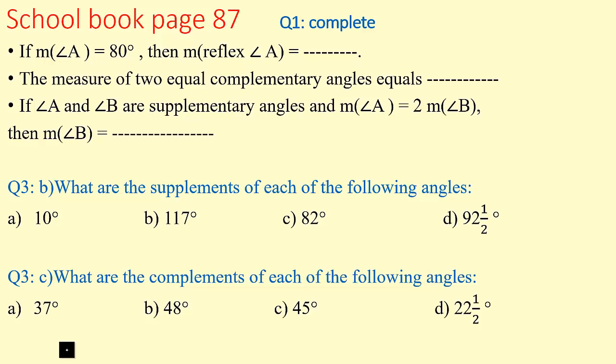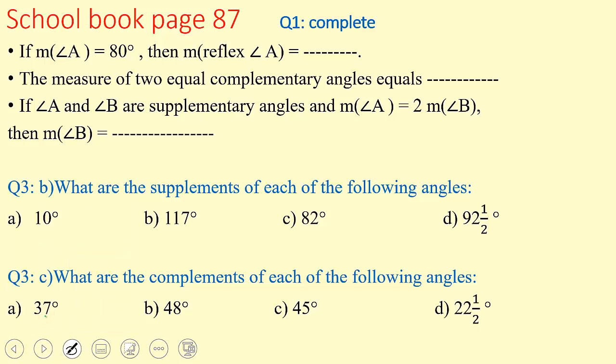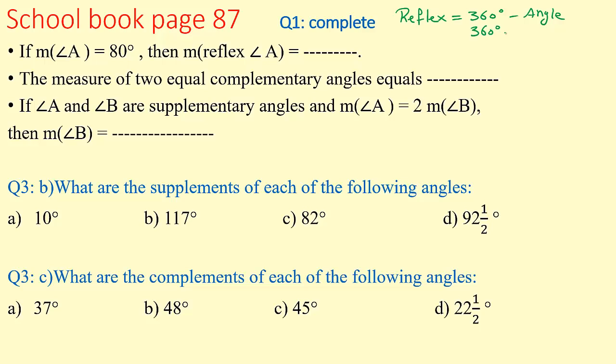question number 1. If the measure of angle A equals 80 degrees, then the measure of the reflex of angle A is equal to... Yesterday we said that the measure of a reflex angle is equal to 360 degrees minus the measure of the given angle. So, in this question, I'm going to make 360 degrees minus 80 degrees, and my answer is 280 degrees.